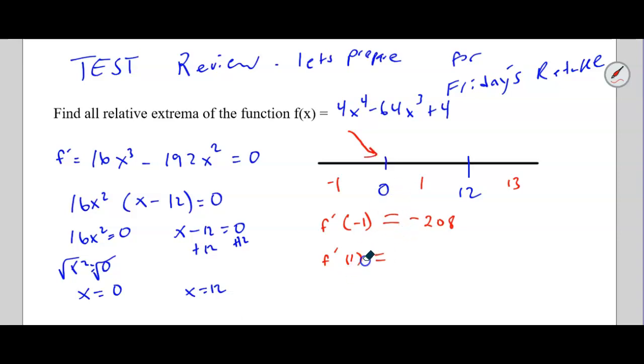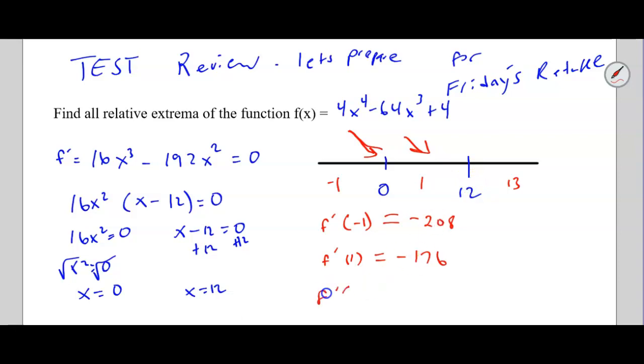Now I'm going to do f prime of 1, and plug 1 in right here. 1 cubed is 1 times 16 is 16. This is 1 squared, which is 1, times negative 192 is negative 192, and 16 minus 192 is negative 176. So this is also a decrease. When you have this point 0, you can't have a decrease and then a decrease. That's a straight line, so this is not a max or a min. I'm going to show you in a graph in a second.